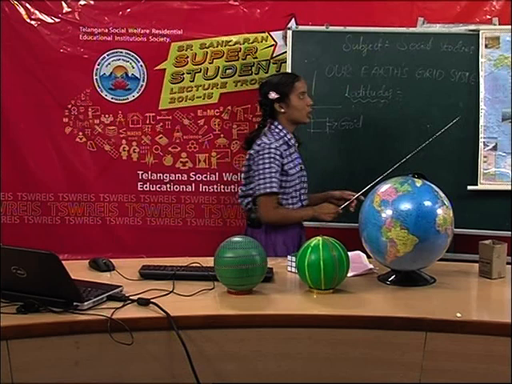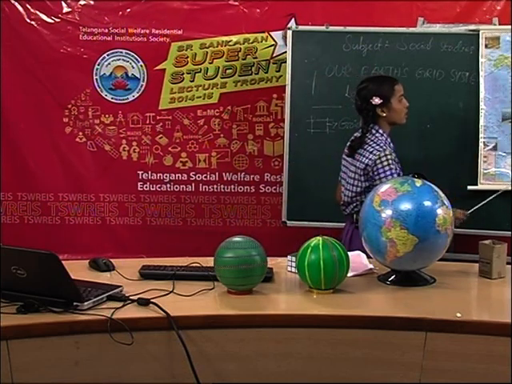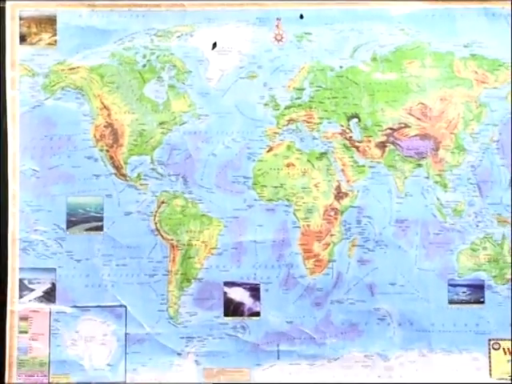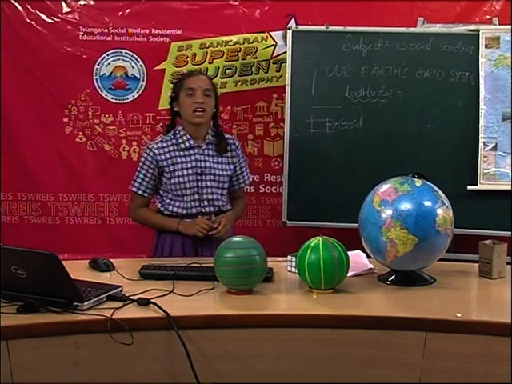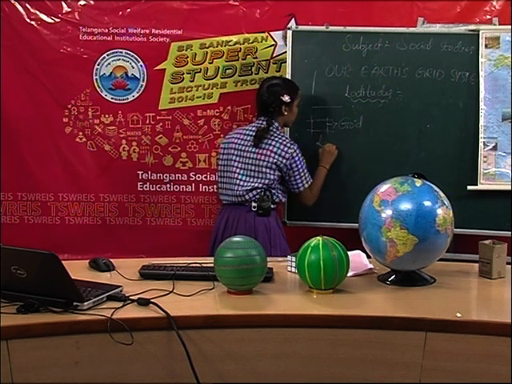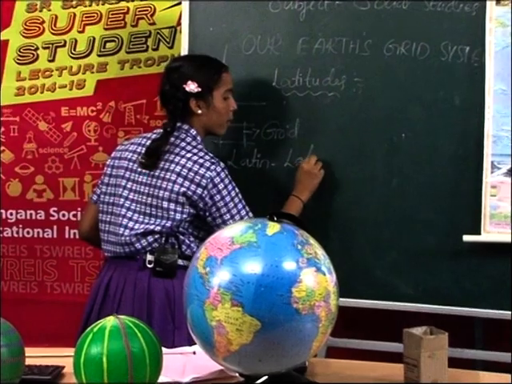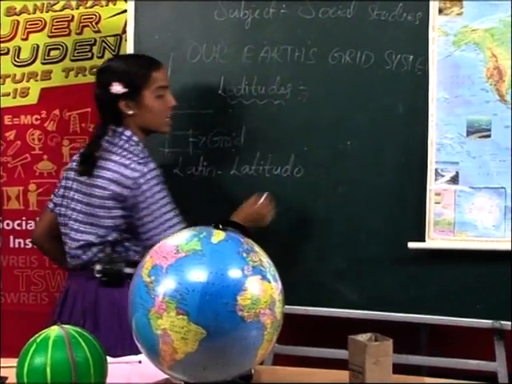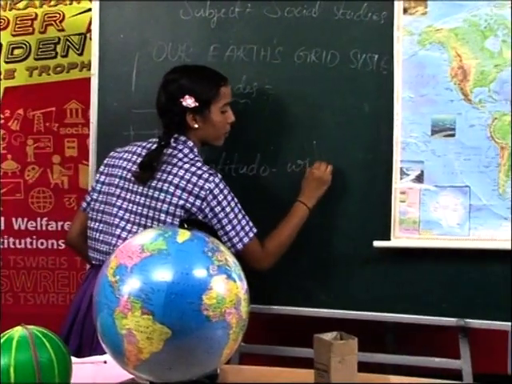Friends, look at the map. Here, these are the longitudes, the vertical lines, and the horizontal lines are latitudes. So friends, now let us know clearly about latitudes. Friends, latitude is a word derived to us from the Latin language latitudo. Friends, the meaning of latitude is width.